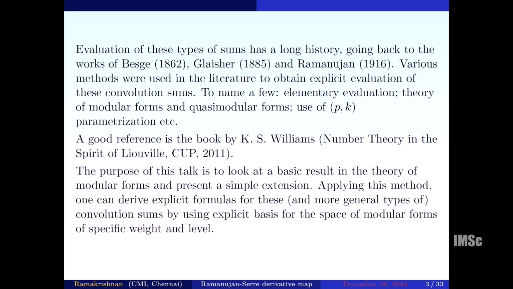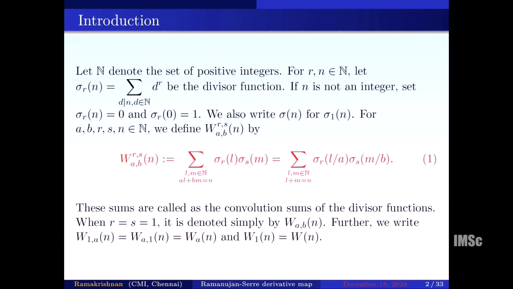Evaluation of this type of sum has a long history, going back to the works of Besge, Glaisher and Ramanujan. Various methods were used in the beginning in the literature to obtain explicit evaluations of these convolution sums. To name a few, there is an elementary evaluation using a combinatorial lemma. The other one is to use the theory of modular forms or quasi-modular forms, because this sigma is appearing there.